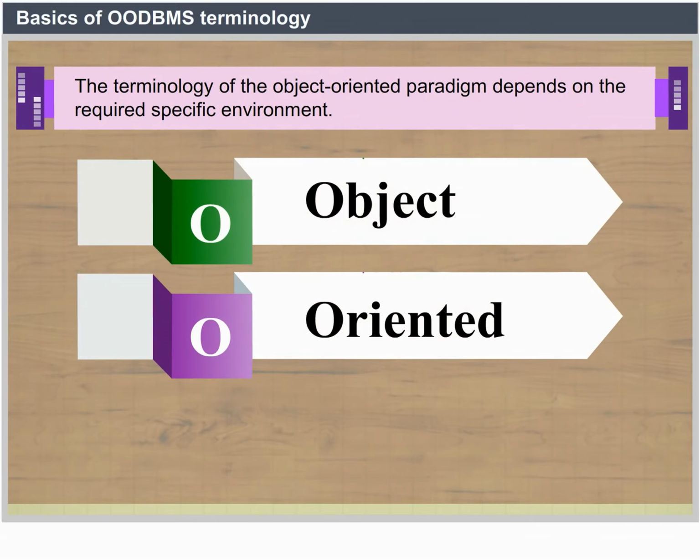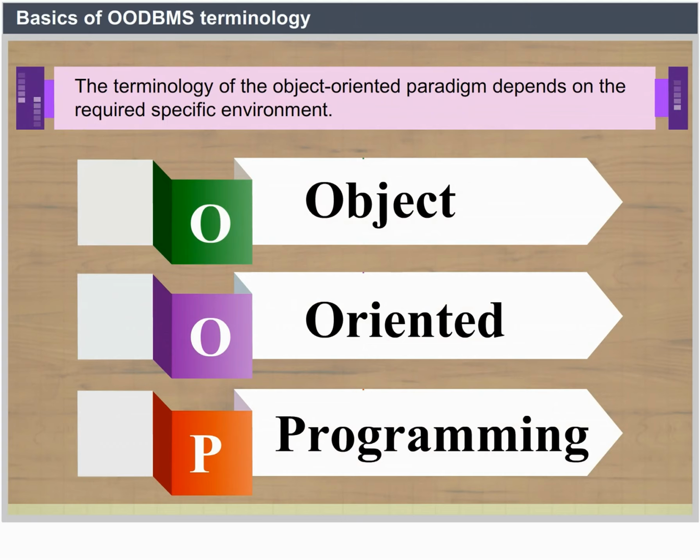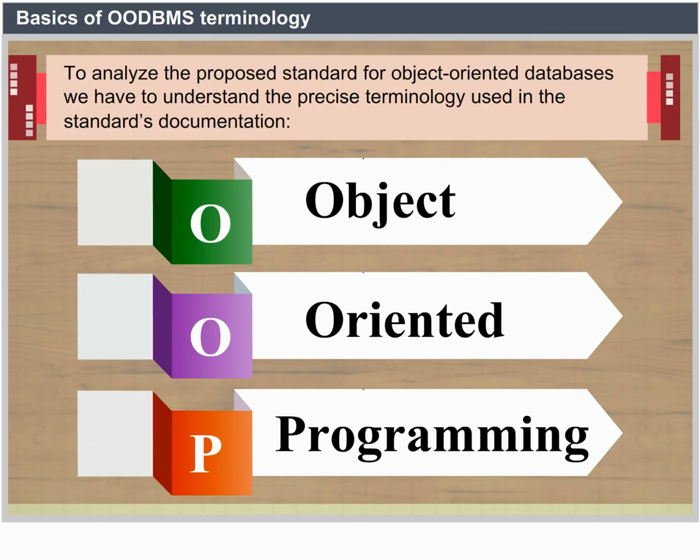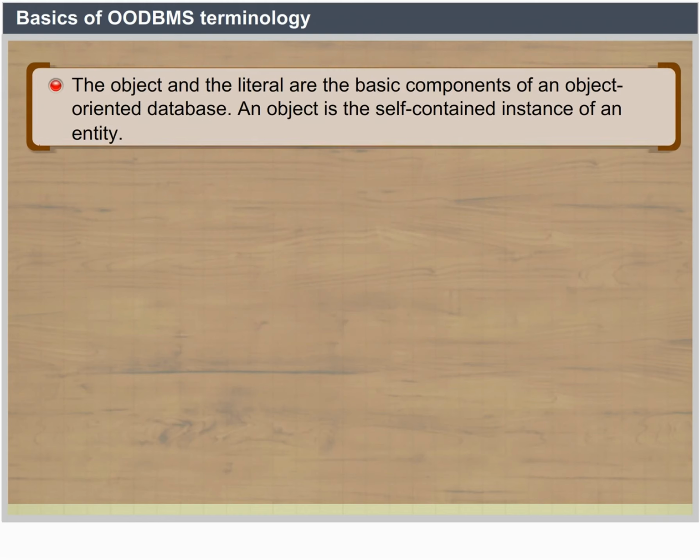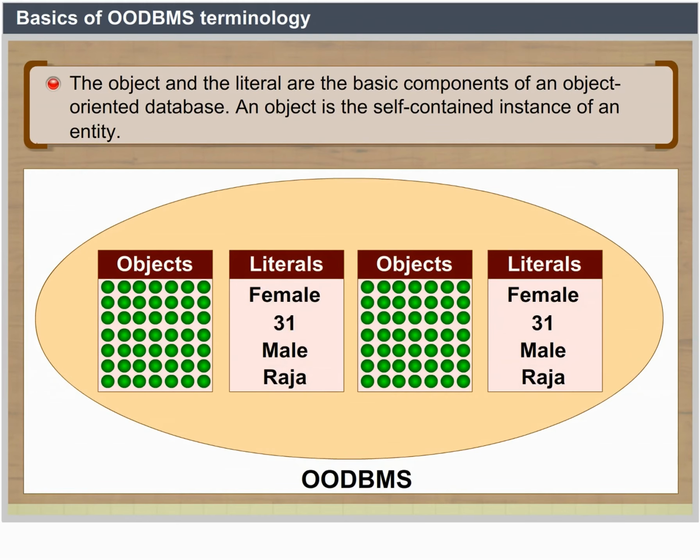Basics of object-oriented database management systems terminology. The terminology of the object-oriented paradigm varies a great deal depending on the specific environment with which you are working. Therefore, the best way to start examining the proposed standard for object-oriented databases is to understand the precise terminology used in the standards documentation. The basic components of an object-oriented database are the object and the literal.